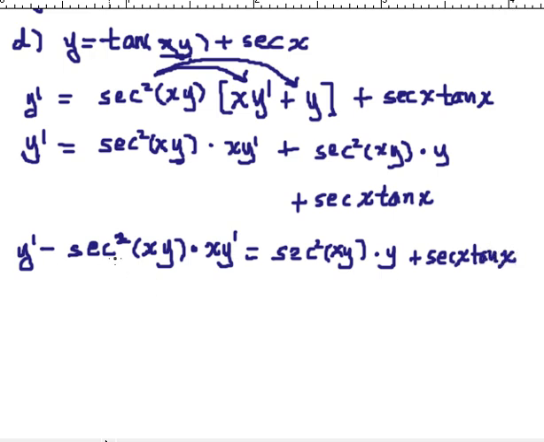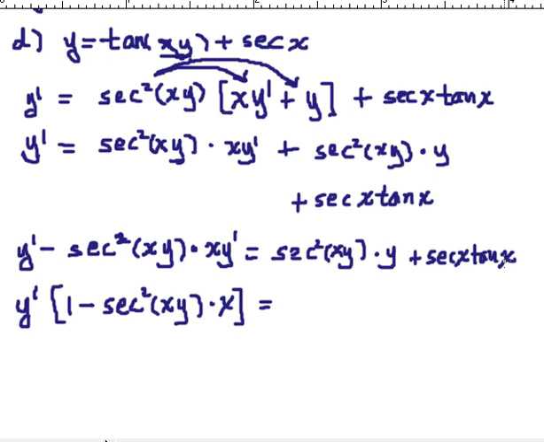And now let's gather together the y prime terms by factoring out y prime. So here we have 1 minus all this without the y prime. Secant squared xy times x equal, and then we have all this entire right hand side, which I have to copy over again, secant squared xy times y plus secant x tangent x.